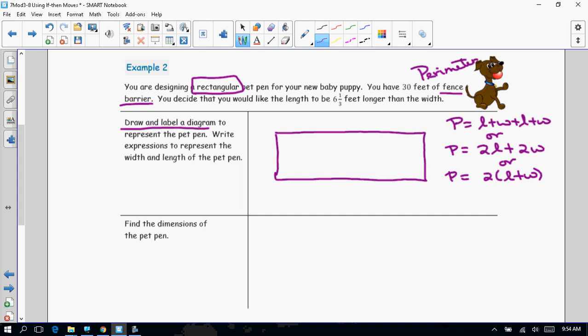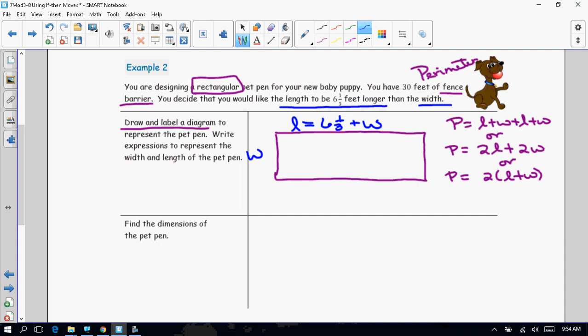Okay, so I also know that the length is longer than the width. Well, I don't know what the width is. I'm going to call it W. Don't know it, just write W. I do know something about the length. The length is going to be 6 1/3 feet longer than the width. So if I add 6 1/3 to the width, I'll know how long the length is. All of that just from the sentence and drawing it out and getting your brain thinking.